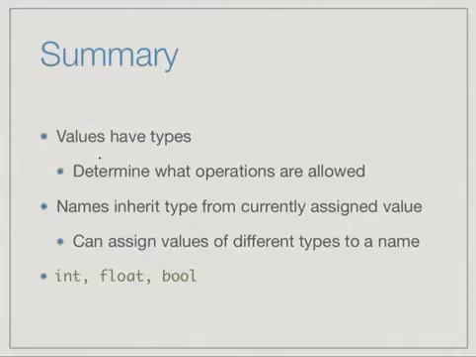I will have a type depending on what it's assigned. So a name inherits the type from its currently assigned value, and its type can change as the program evolves depending on what values have been assigned. So what we have seen in this particular lecture are three basic types: int, float, and bool. As we go along this week, we will see more types with interesting structures and interesting operations defined on them.